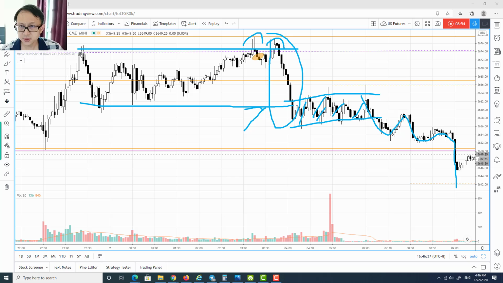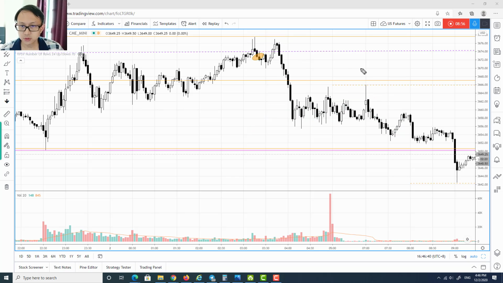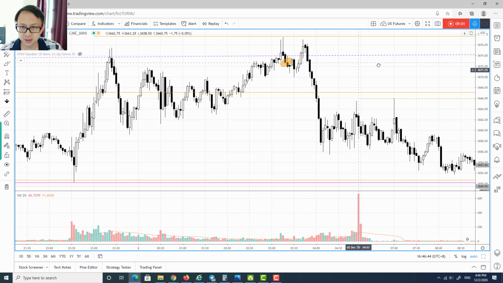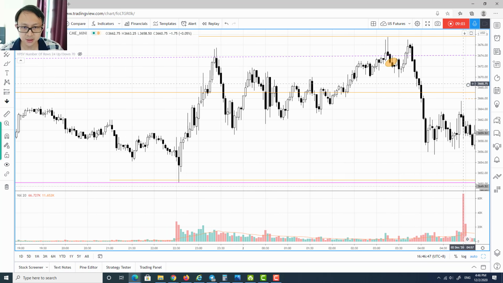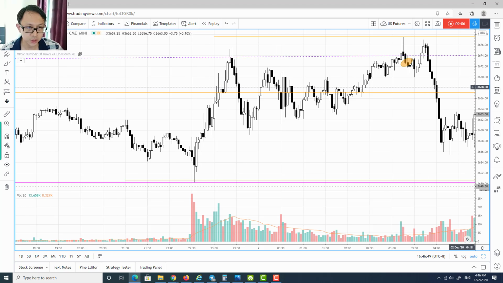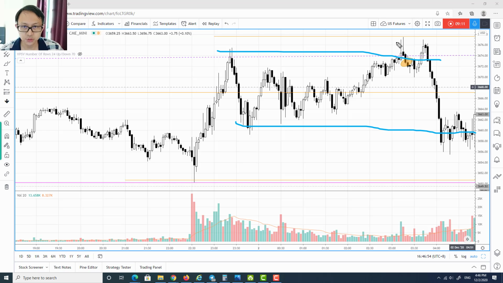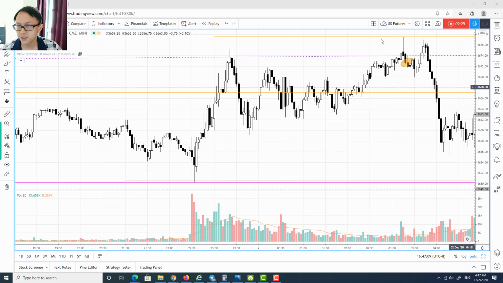drifting down. So is it possible to actually calculate or project the target when we suspect that it's in a form of a distribution structure? Which means that once we identify this upthrust of the distribution, and once we enter short, is it possible to project a downside target just based on this distribution range in the very small time frame, the 3 minutes time frame alone? So I just went back and did a study.